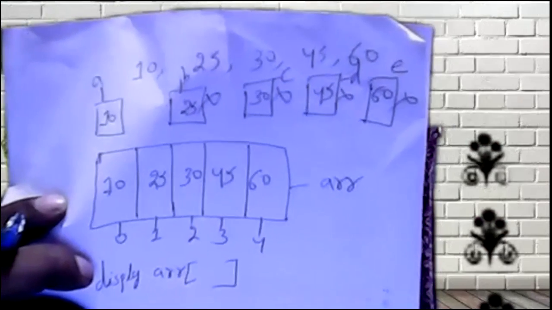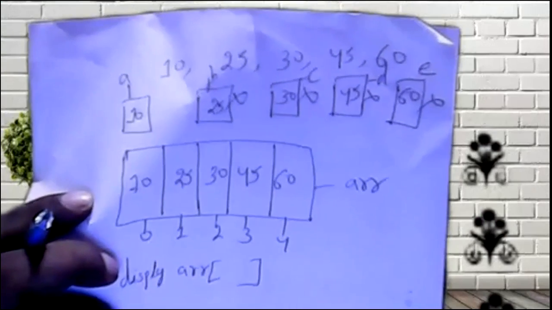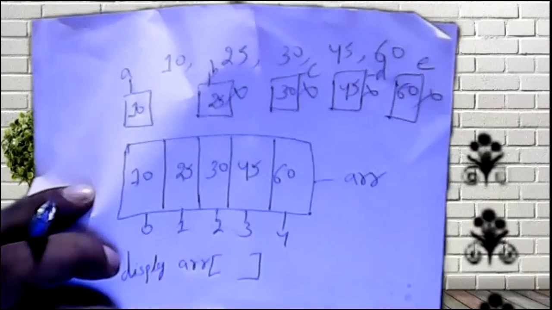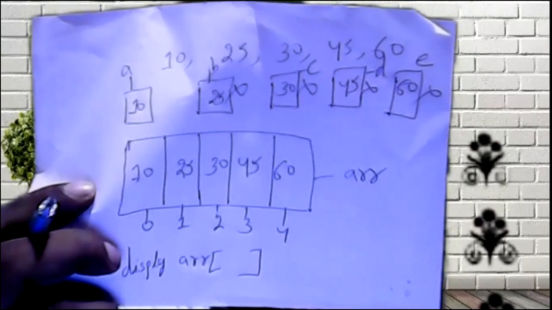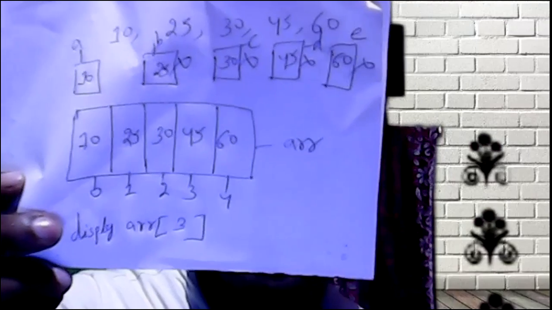You want to access 45? Then you have to write 3. When you write 3, then it is giving you 45.